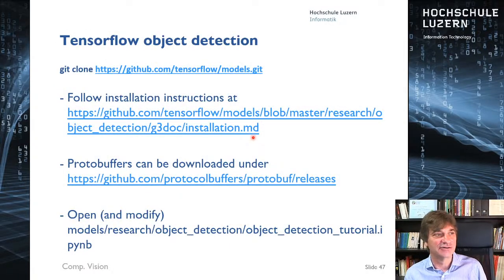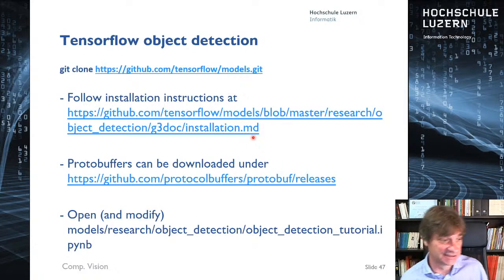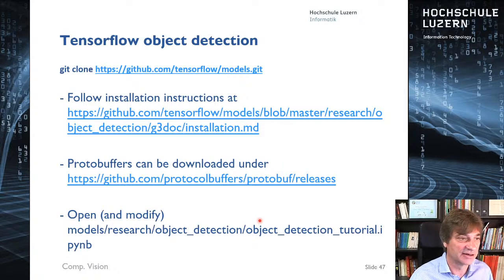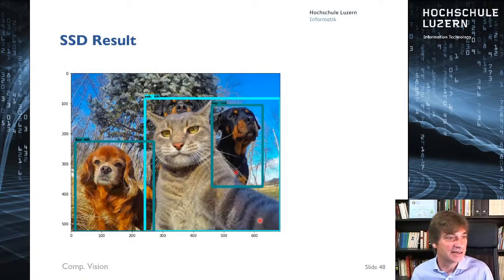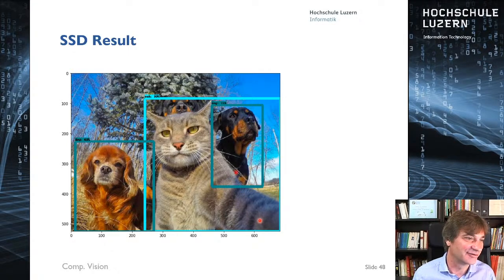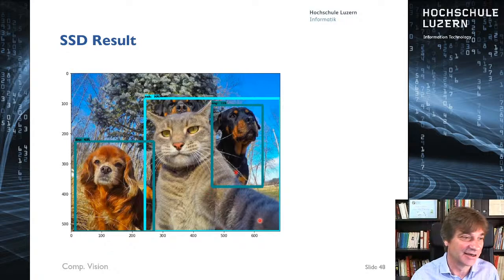Then there is also a page in TensorFlow for object detection, which has installation instructions. If you follow these instructions and then run a detection in the notebook, you get these results, and you see that it's quite similar. Again, the dogs and the cats were quite well detected here.